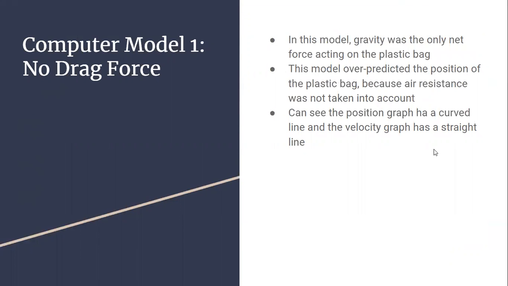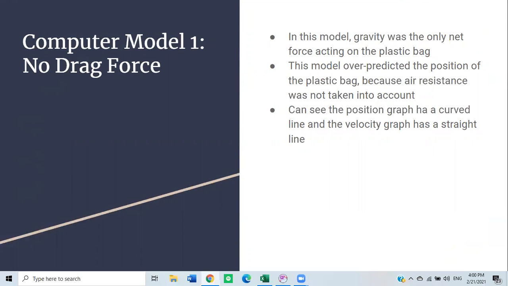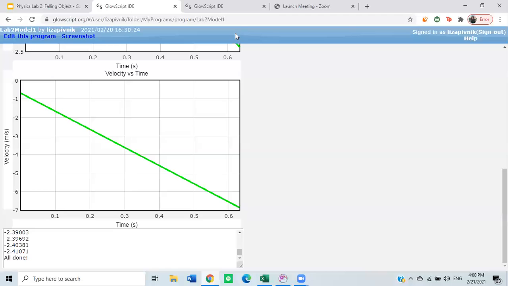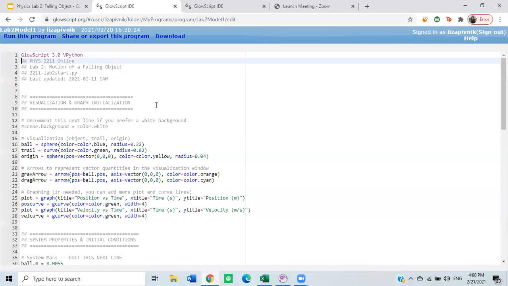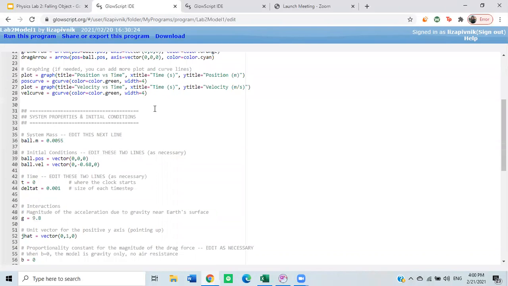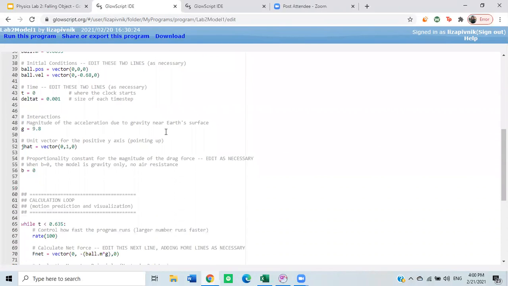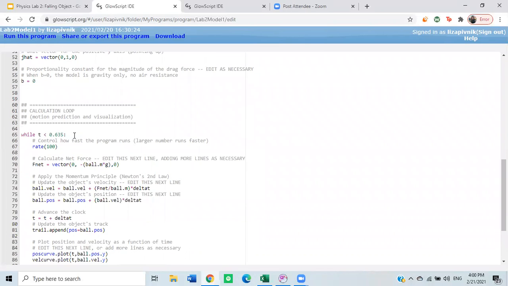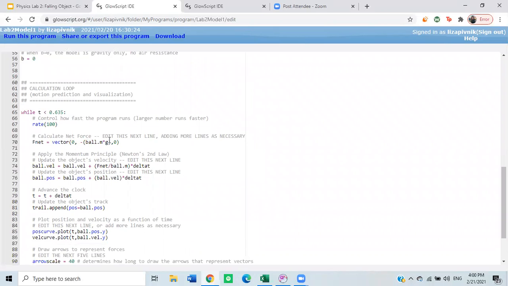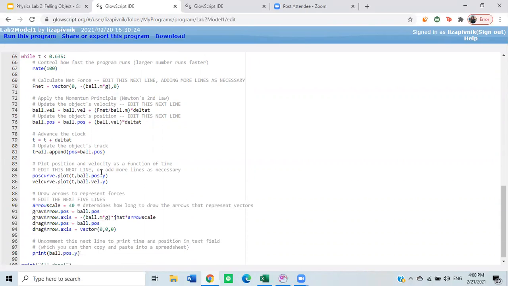The first computational model I built through Glowscript was only gravity, so there was only a downward force pointing on the plastic bag, and this model definitely overpredicted the position of the plastic bag because air resistance was not taken into account, and the plastic bag has quite a lot of air resistance. So we can see this computational model right here. This is how I wrote the program. It is exactly the same as our lab 1, except the only thing that's different is here we have the drag force equal to 0, and then the time is 0.635. And then our F net changed. We actually have the force of gravity in the y component. Everything else is essentially the same.